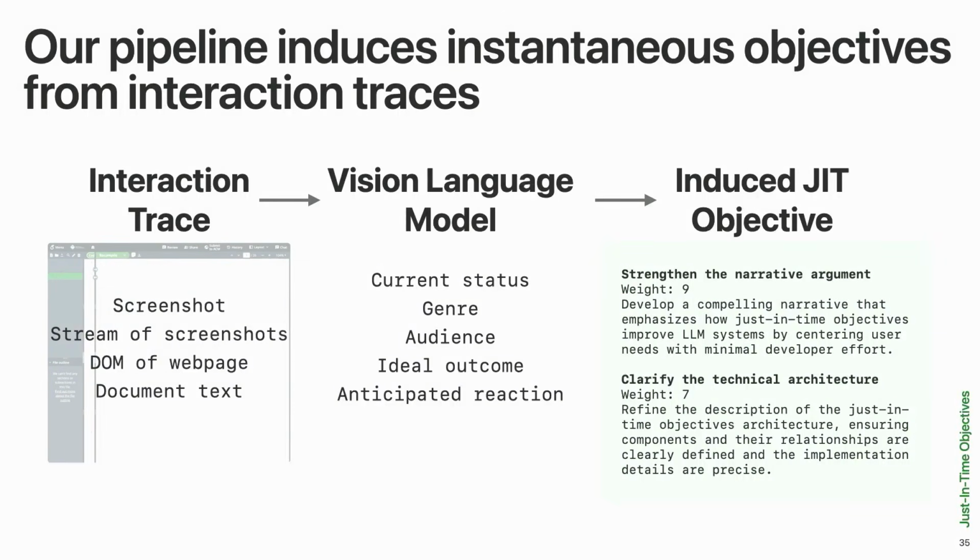So with these principles in mind, our JIT objectives are induced by a language model prompt on an input of an interaction trace, which could be a screenshot of the workspace or a stream of screenshots or the DOM of the web page. And the model focuses on instantaneous objectives based on that trace. And this produces these rather lightweight JIT objectives that have a name, a detailed description, and a weight.